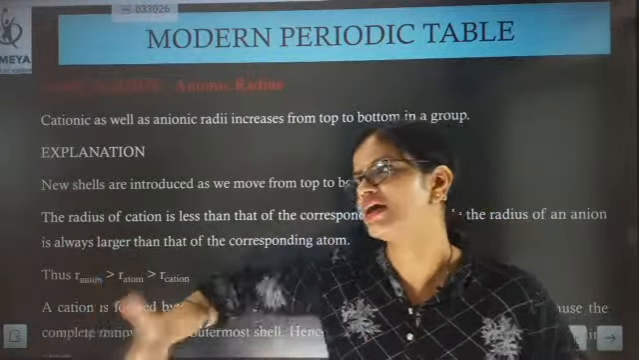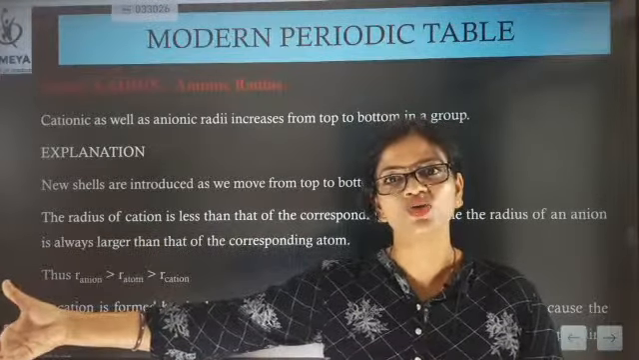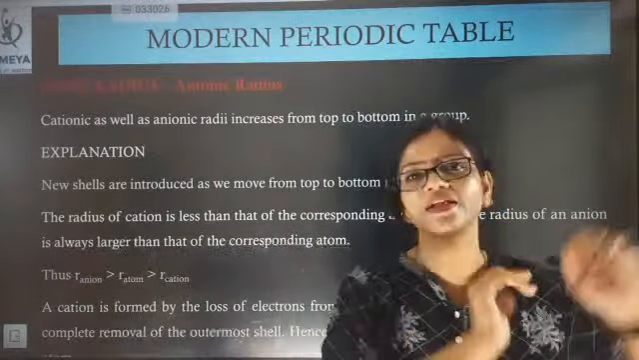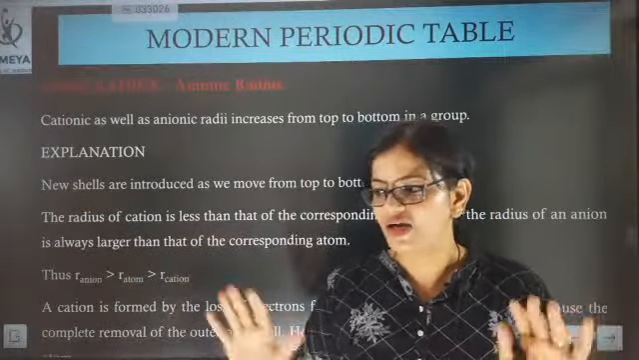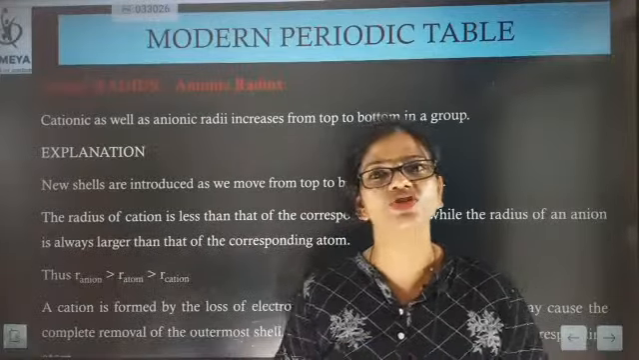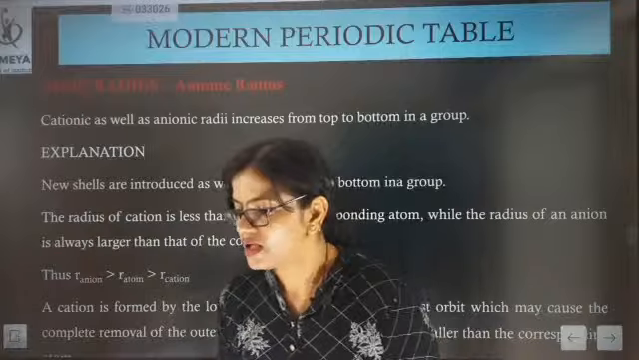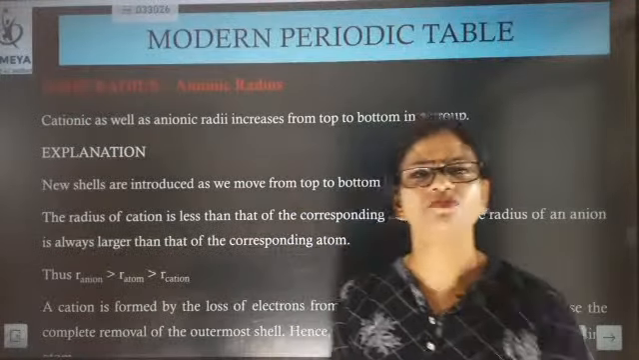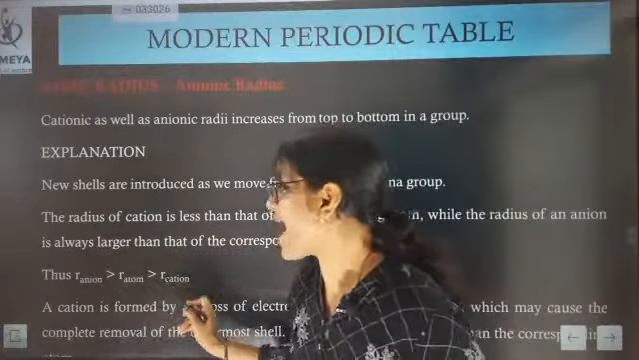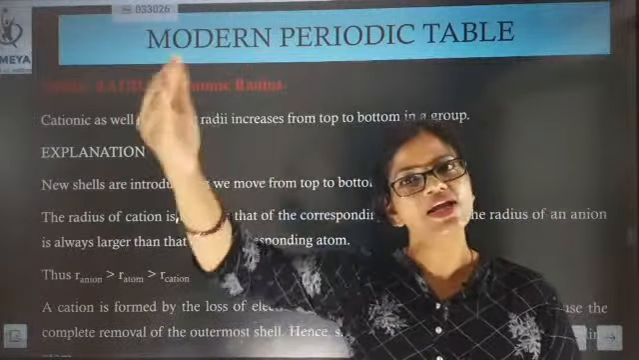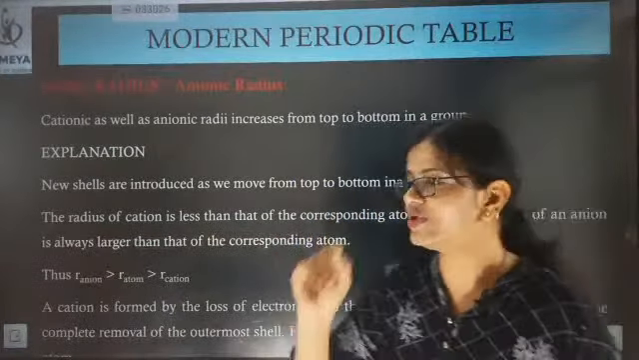Now you know that cationic radius is smaller than the actual radius, and anionic radius is bigger than the actual radius, but they will not ask this because they know you will answer it. You have understood this point, but they will ask: down the group, what will happen to the ionic radius? Then you will simply say that down the group, all cation, anion and atom itself, ionic radius, atomic radius, increases. This should be your answer.